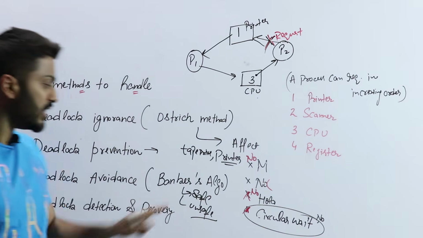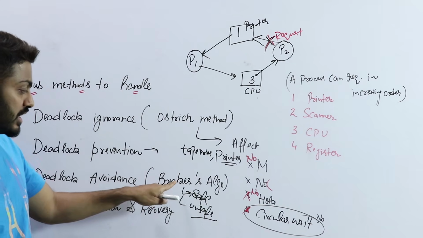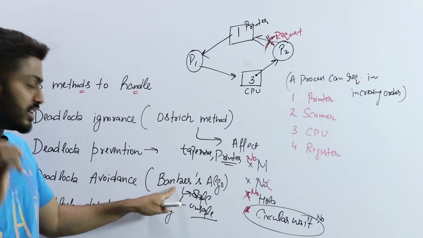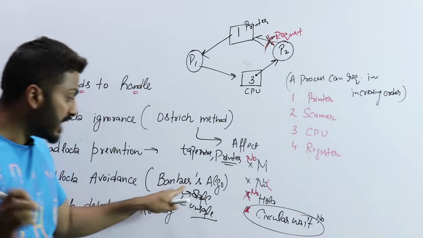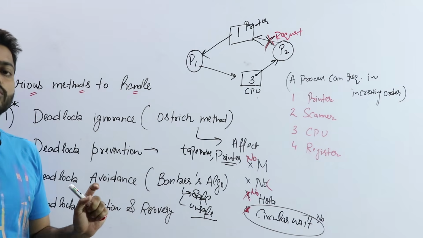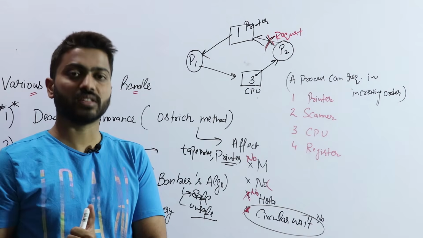This is done by the Banker's algorithm. Banker's algorithm is given by Dijkstra, that is the scientist. So Banker's algorithm resolves this problem, that is the deadlock avoidance. So for getting more details of Banker's algorithm, you can follow my video on Banker's algorithm.